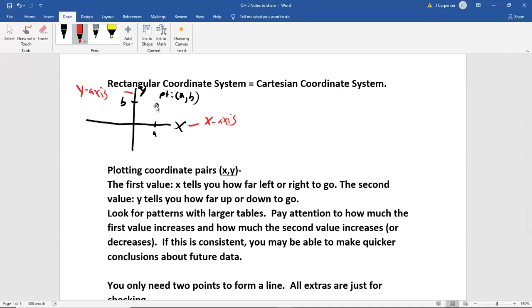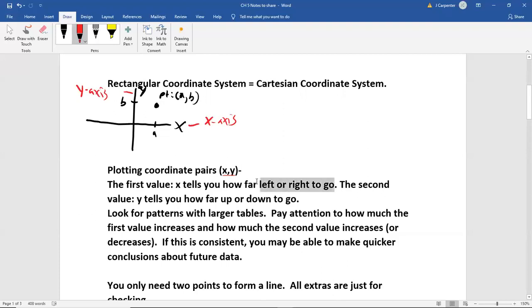But this is something that you were supposed to have seen. This is technically prerequisite knowledge. But we will still kind of have a nice introductory phase to it. So again, in a pair of parentheses separated by a comma, you'll have two numbers. The first one tells you how far left or right you go.